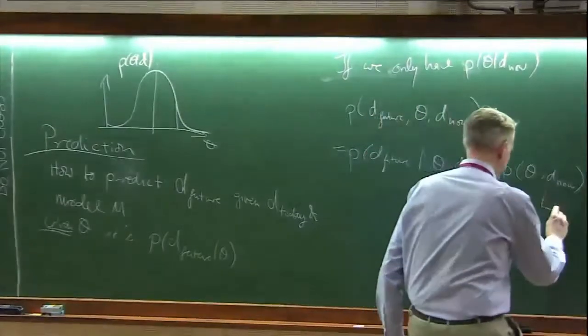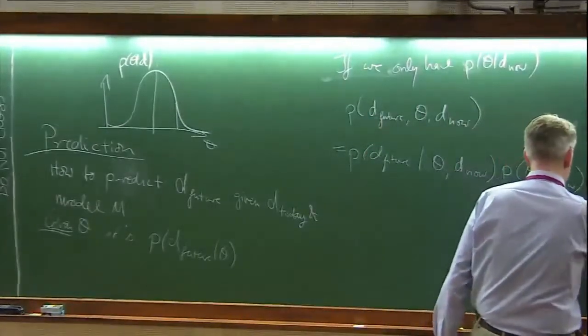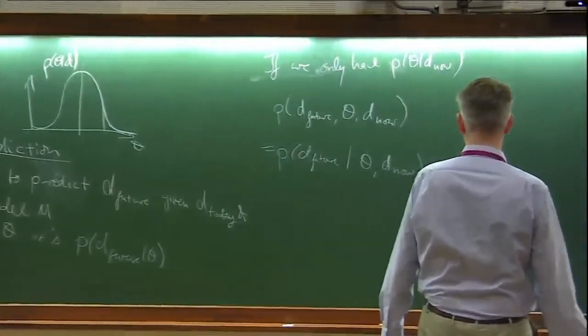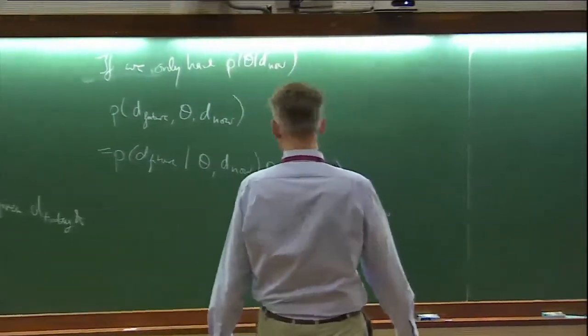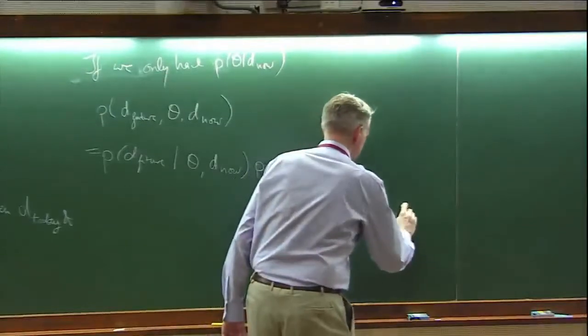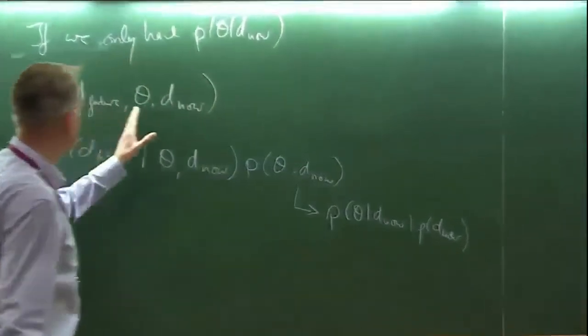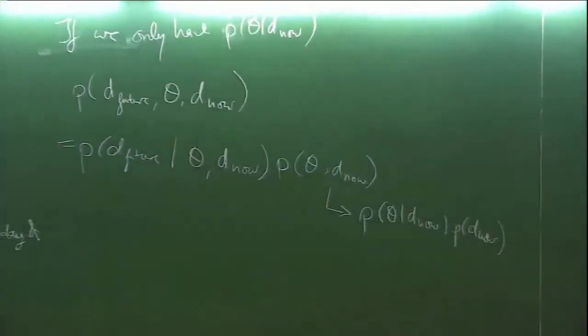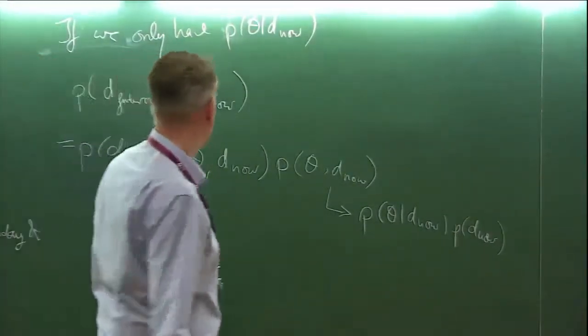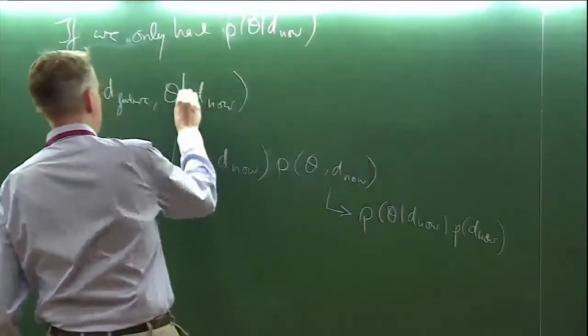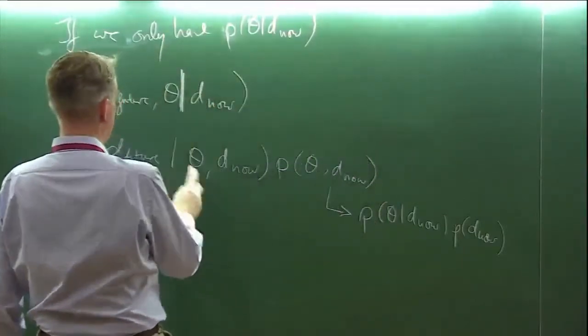So let me split this again. So this is P of theta given d now, times P of d now. But actually, what I should have done is condition on the data now right away, because we already have the data now. So sorry, let me correct that. I apologize. We're going to make a conditioning bar here.